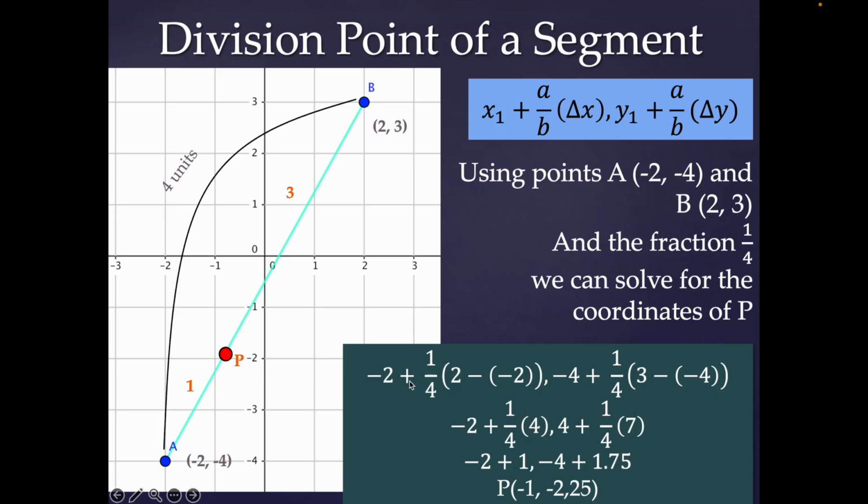Also, please keep in mind that you do not do addition before brackets, so please do not do the 2 plus 1 over 4 or the negative 4 plus 1 over 4. Please do not do the addition before you do the brackets, before you do the multiplication. It is the addition that you do last, as we follow rules of order of operation. Doing this correctly, you would find that the coordinates of the division point P is actually at -1, -2.25. Apologies because my P is a little bit not in the right place, but you understand using the formula where it should actually be.